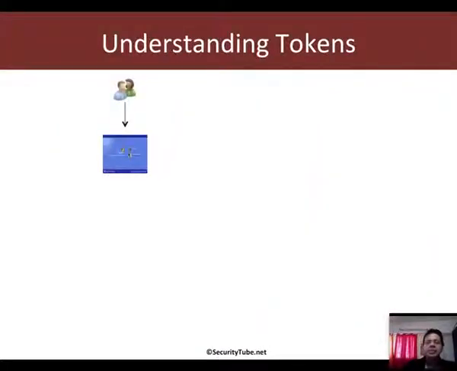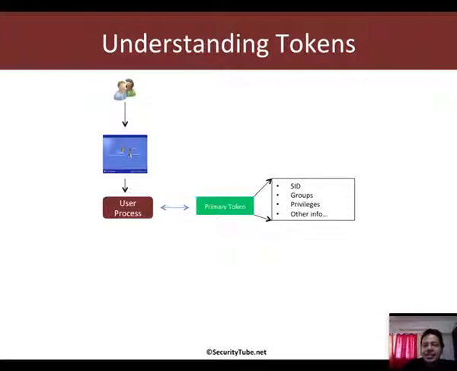Now, basically, how do tokens work? When a user logs on to a machine by entering his username and password at the logon screen, various processes are created on his behalf like explorer.exe. Now these processes get what is called the primary token of the user, which contains details such as the SID, which uniquely identifies the user on the system, the different groups the user belongs to, as well as different privileges and permissions which are allowed to the given user.